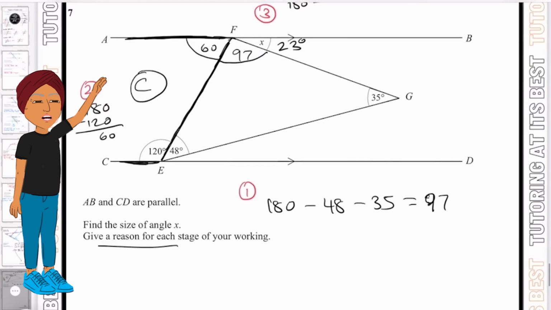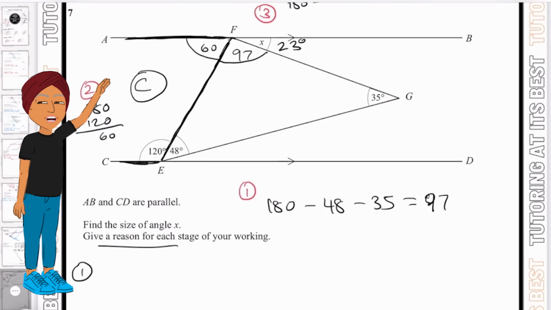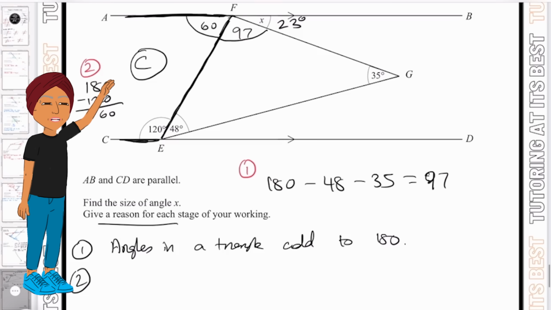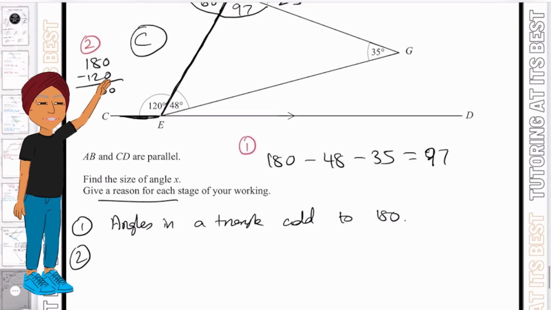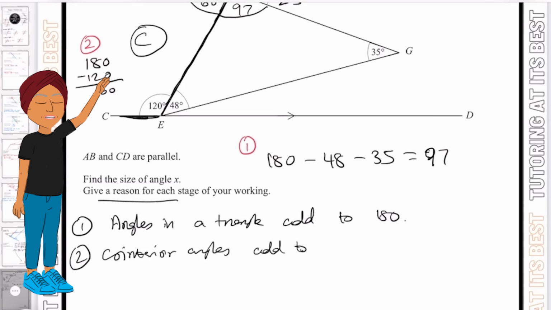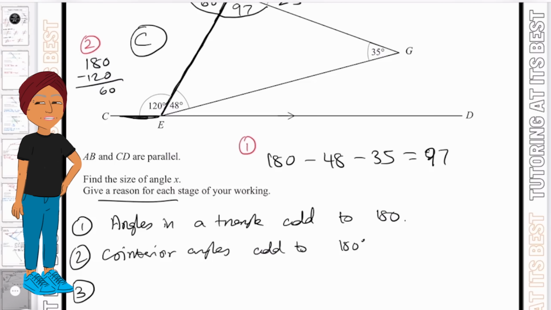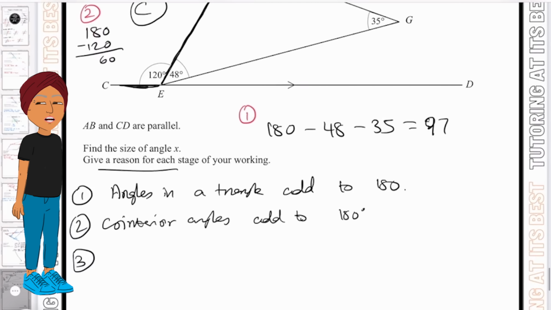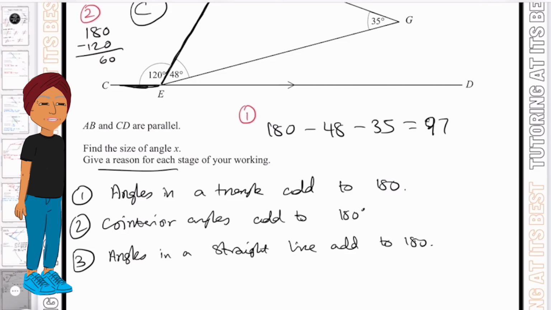Right, so step 1, what did we write down? Step 1 was that we need to make angles in a triangle add up to 180. We then had step 2. Step 2 stated that we had co-interior angles. So we now know that co-interior angles also add to 180. And then finally, for our third step, this is where we had angles on a straight line adding up to 180. And there we are. Marvelous work.